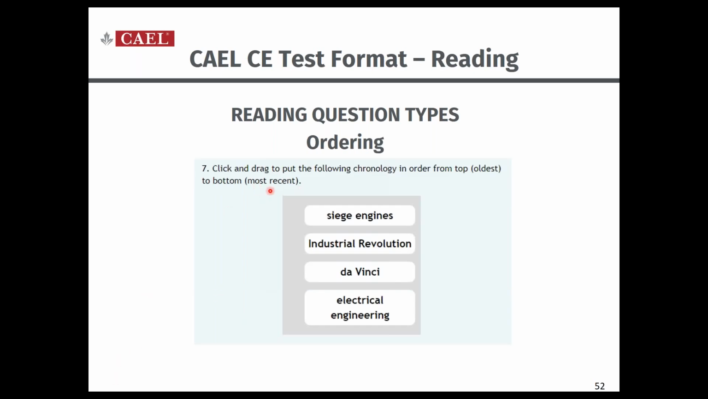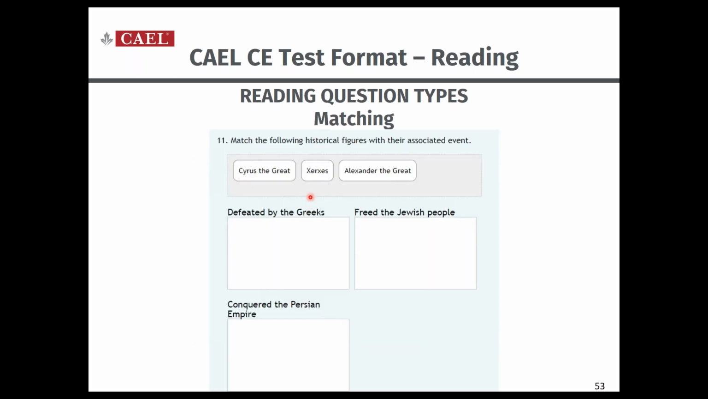The next 2 involve moving things around. So in the ordering question type, you're going to put your cursor on each item and move it above or below or in between some other items to put them in the correct order. Now the instructions will tell you what that order needs to be. So again, read those questions carefully.